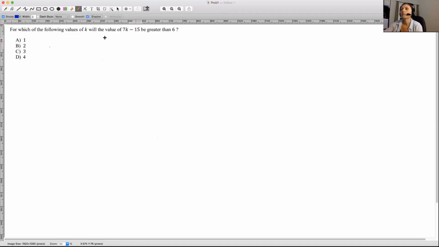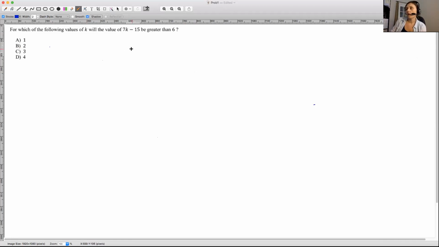So the first problem is an inequality problem, so I'm going to read it for you, and you can also follow along. I found a way to paste the problems into the whiteboard, so you should be able to see it now. For which of the following values of k will the value of 7k minus 15 be greater than 6? If there is a word like greater than, less than, or greater than or equal to, this is an inequality problem. You should be able to spot it right away.